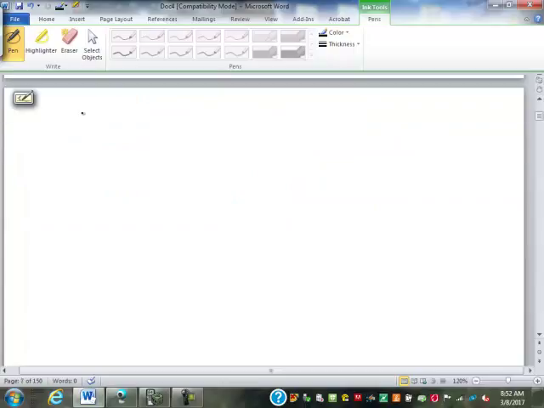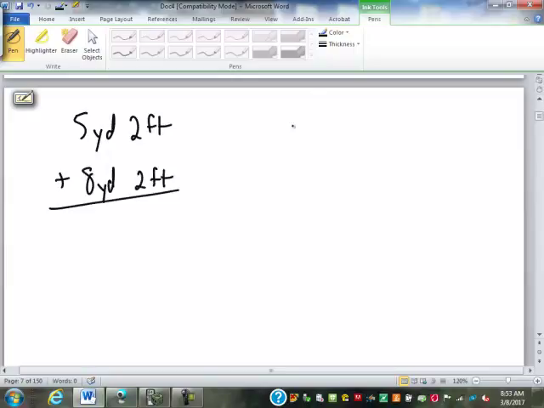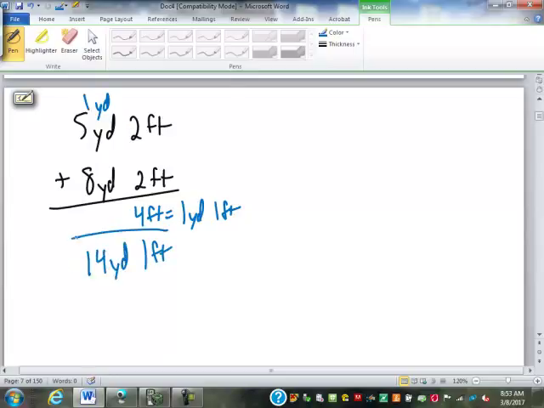We might have 5 yards, 2 feet, plus 8 yards, 2 feet. That's 4 feet, which is 1 yard and 1 foot left over, right? Perfect, 14 yards.